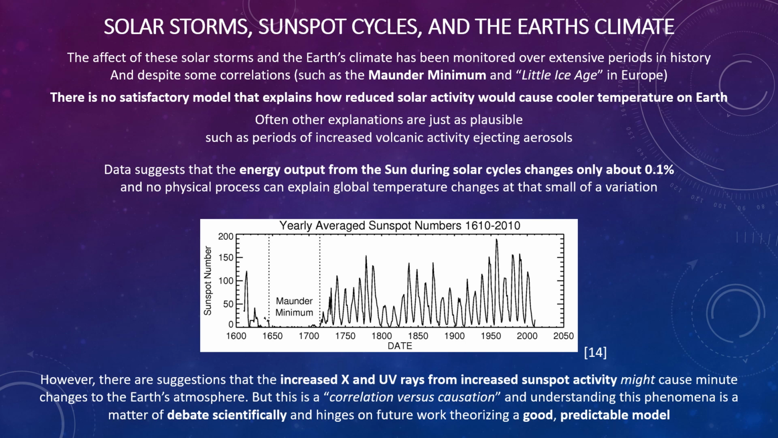Other explanations for the Little Ice Age include increased periods of volcanic activity, which just happened to coincide with the reduced solar activity. So it's been suggested that increased X-ray and UV emission from the sun from increased sunspot activity might cause minute changes in the Earth's atmosphere, but this is a correlation versus causation issue. And so, better understanding this phenomenon is a matter of debate scientifically and really hinges on future work that can theorize a good, predictable model.